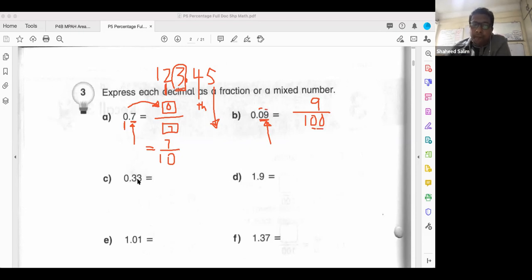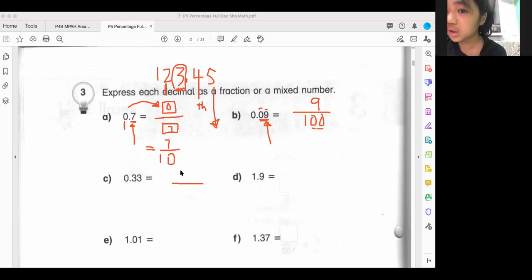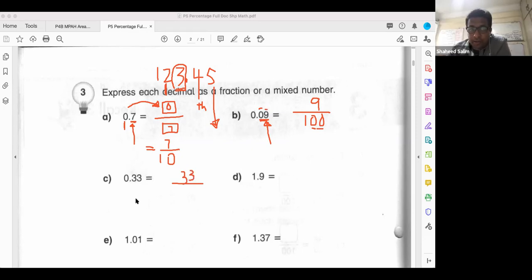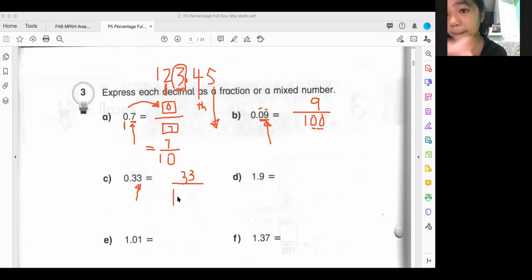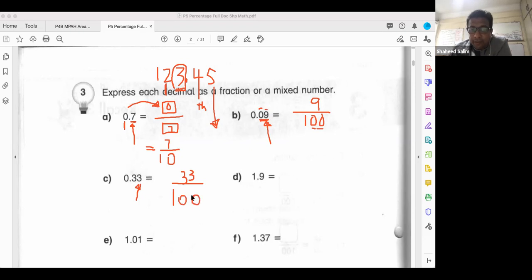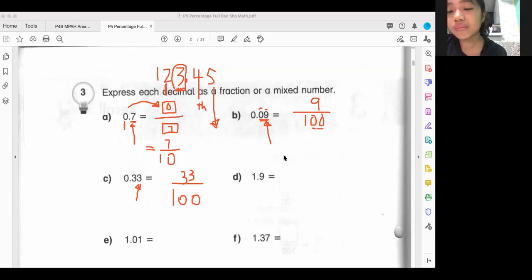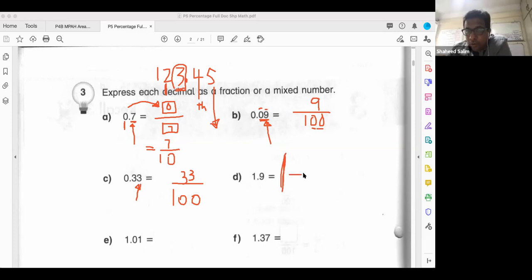Okay, you tell me now this one. What over what? 3. Not only 1, 3, 3, 3. What's the last position? The last digit position? 100. Good. Well done. Now down here, if you have a dot and a 1 in front, you must put a big 1 here, a whole. What number do you put on top?